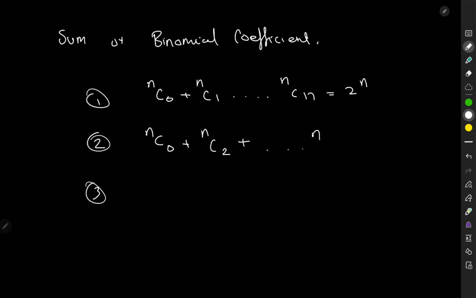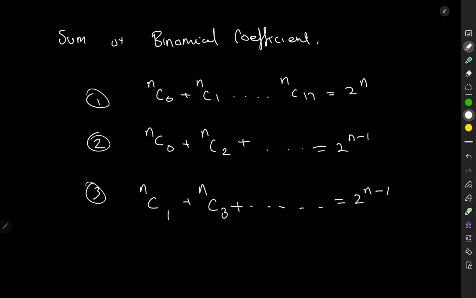So it depends on n. Okay, so it will come like 2 to the power n minus 1. Fine. nc1 plus nc3 plus dot dot dot, you will also get 2 to the power n minus 1. If you want the derivation, it's so simple.